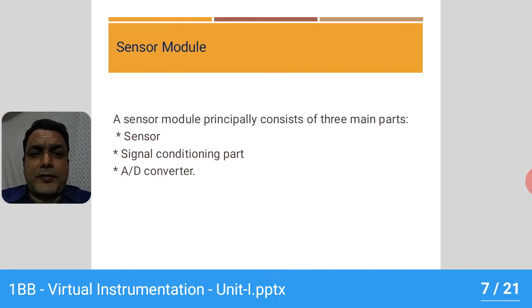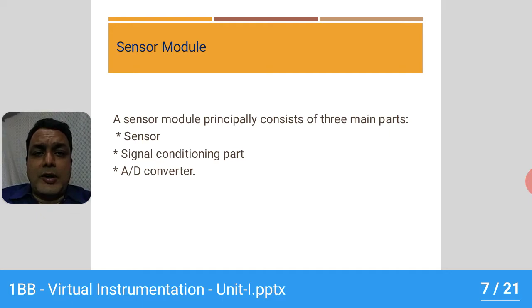The first module is the sensor module. A sensor module principally consists of three main parts: the sensor, which senses the input parameter, the signal conditioning circuit, and the third one, the A to D converter. The input parameter may be flow, temperature, level, pressure, or any associated parameter. It is given to the sensor, the sensor senses the parameter, and there is a signal conditioning circuit.